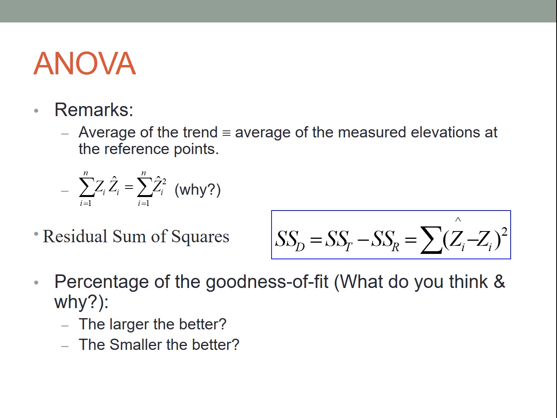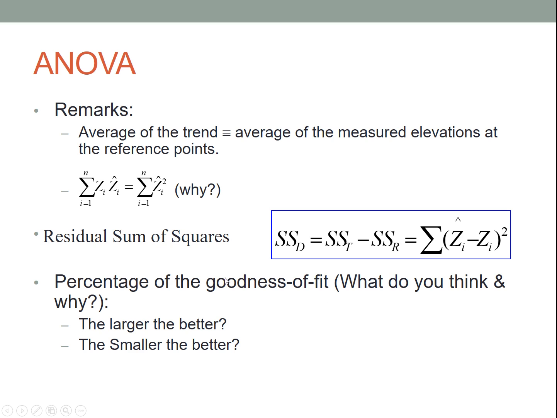So now that we've got this percentage of fit, something to look at is that the average of the trend is equal to the average of the measured elevations at the reference points. Why is that? Because the trend is actually the average based on its model. It takes all those points and tries to minimize the residuals, so it's taking the average amongst the entire data set. That is why the trend average needs to be the same as the observed average.